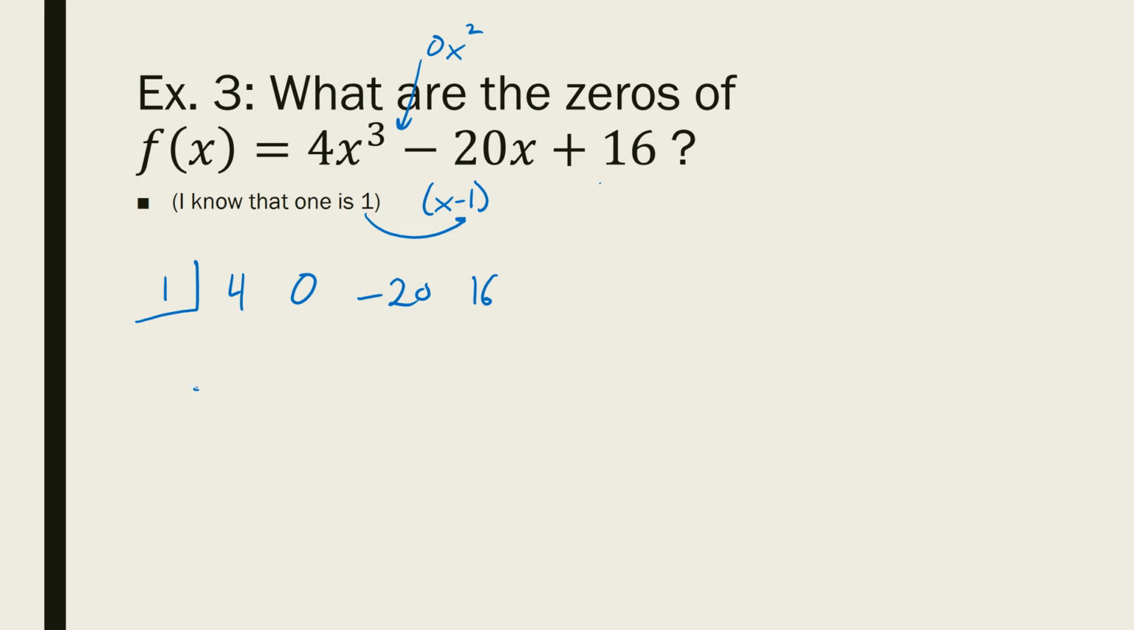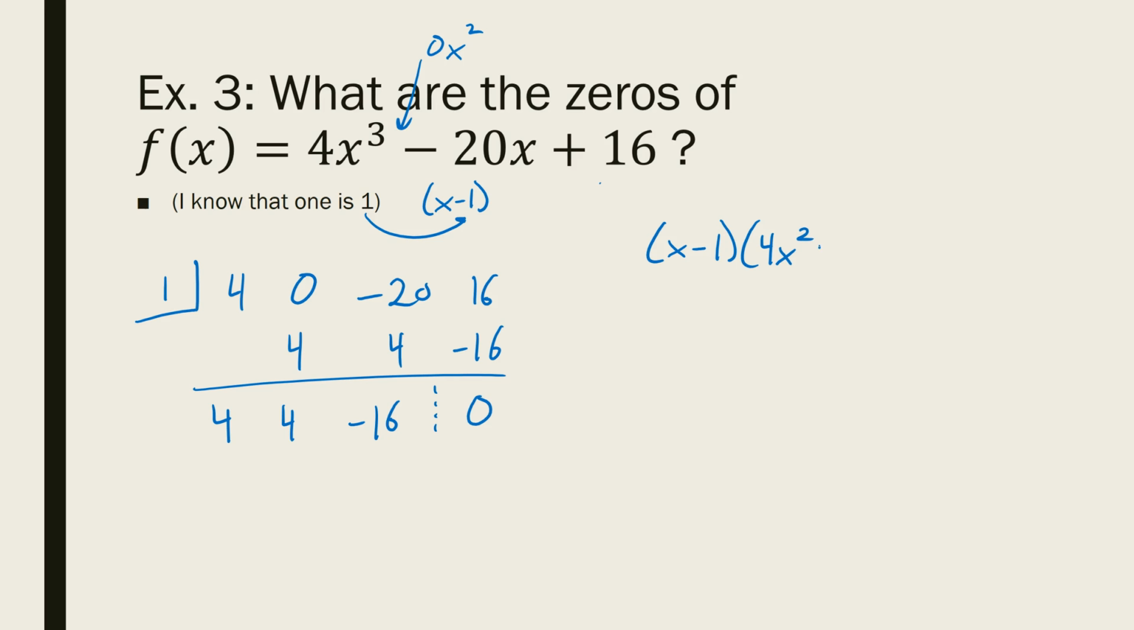And do the synthetic division really fast. If you don't remember how to do synthetic division, you can look back on the last couple slides. Oh look, I ended up at the remainder of 0. Nice. So that means x minus 1 times 4x squared plus 4x minus 16 equals 0. This factored to this.